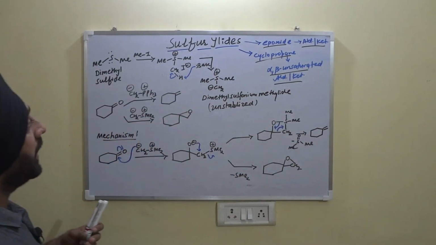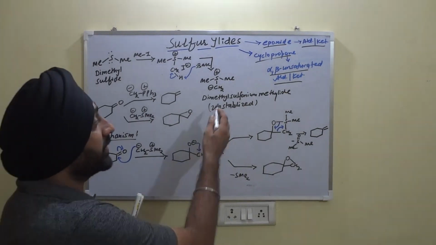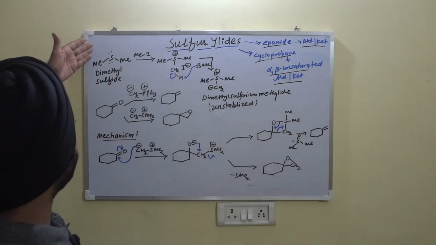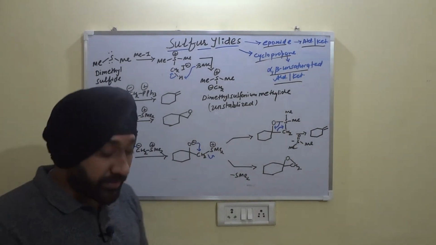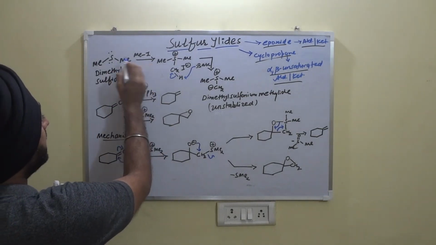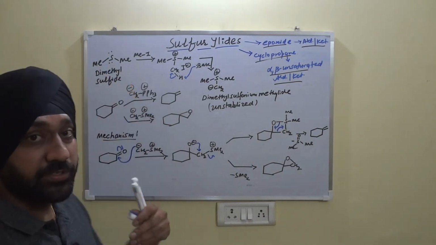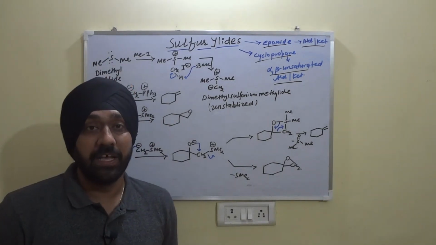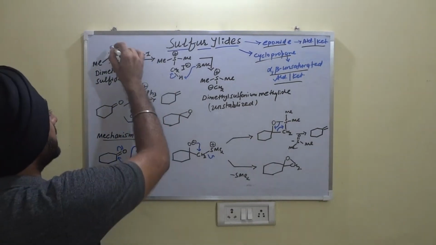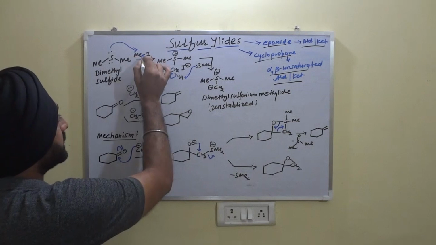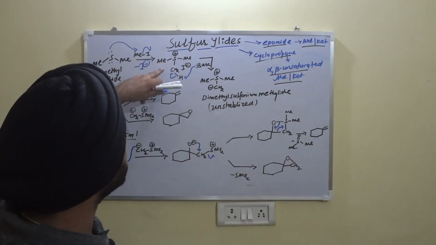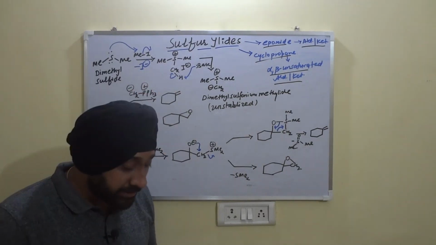Now let's look at how we synthesize these sulfur ylides. Our synthesis starts from dimethyl sulfide, which is treated with methyl iodide. The sulfur has a lone pair of electrons and is quite nucleophilic in nature. So if you add any alkylating agent like methyl iodide, it attacks the methyl group, and iodide being a good leaving group, it leaves, leading to the formation of trimethyl sulfonium iodide.